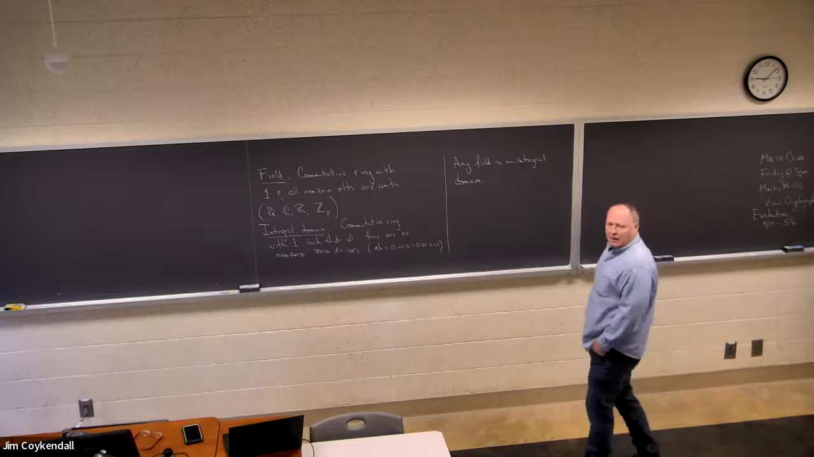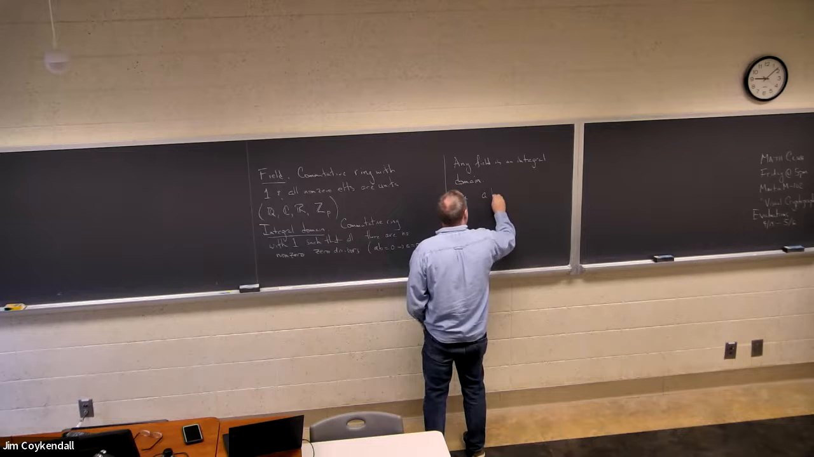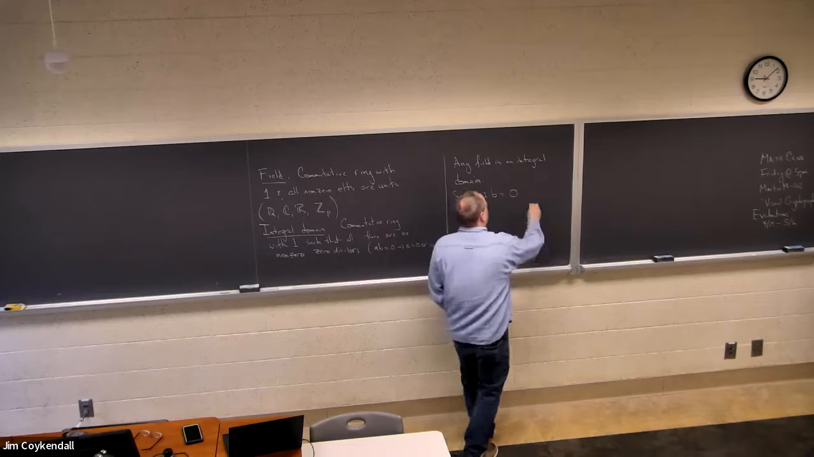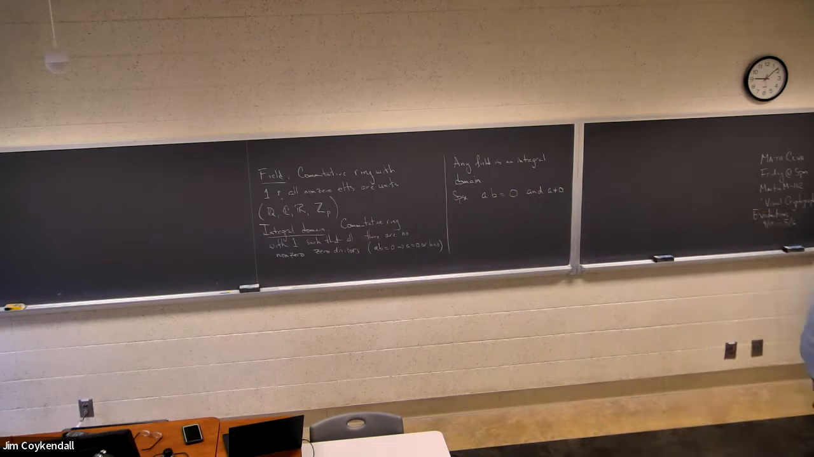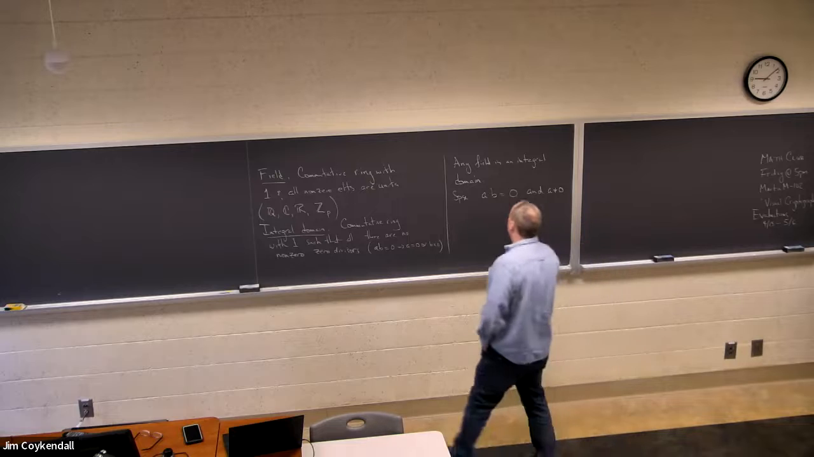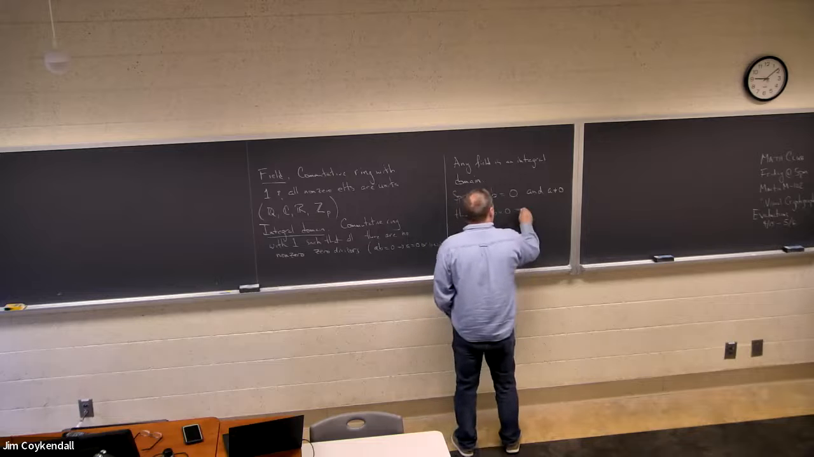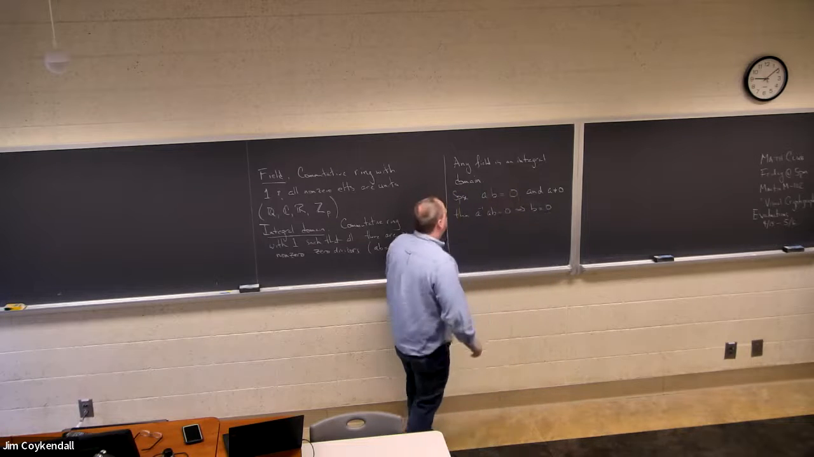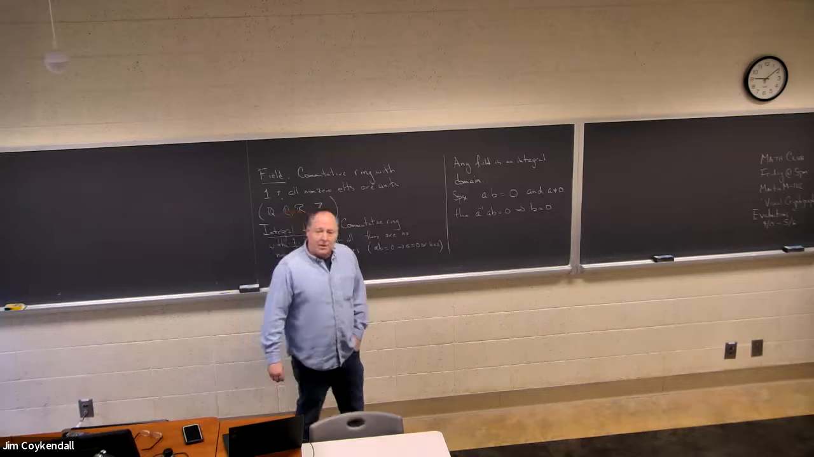Let me prove that for you really quick. Suppose that A times B equals zero. Suppose we're living in a field, and suppose that you have the equation A times B equals zero. If A is zero, then you're done. If it's not zero, then multiply by A inverse. So AB equals zero means that one of the two has to be zero. So any field is an integral domain. The converse is not true.